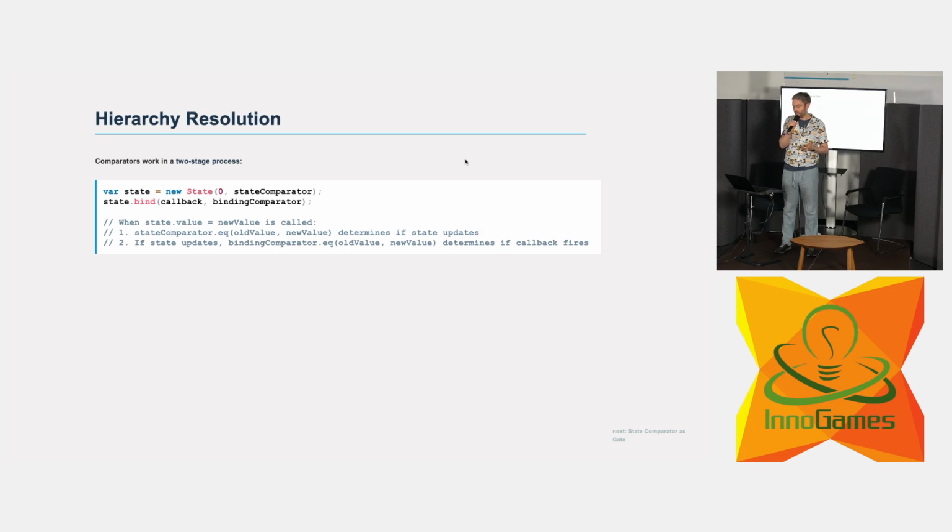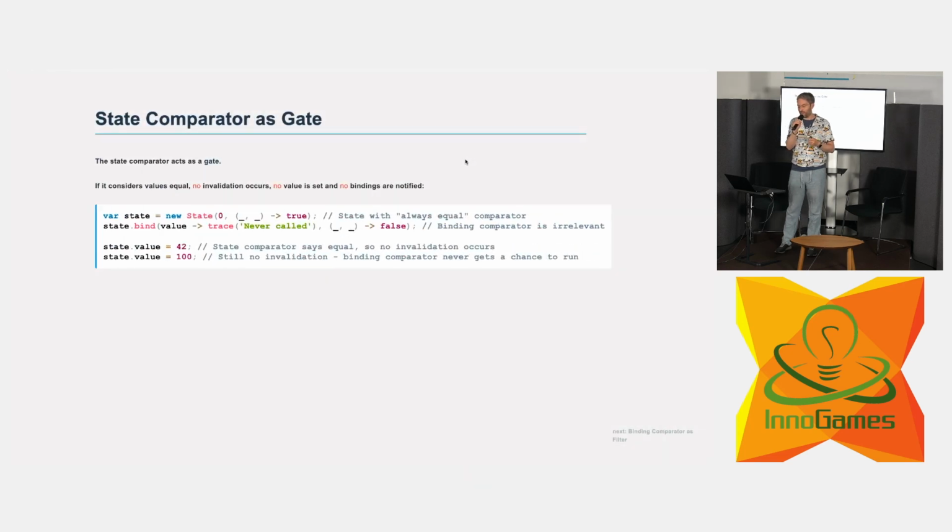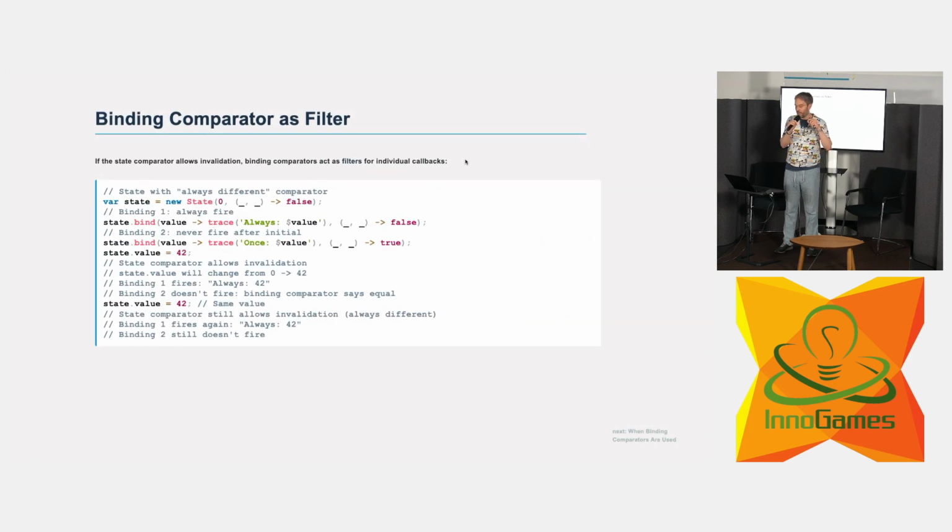So hierarchy, two things. You can think of the state comparator as a gate. If it considers the value equal, no invalidation occurs, no value will be set, and obviously no bindings will be triggered at all. They won't even be notified about it. And then the binding comparator you can use as a filter.